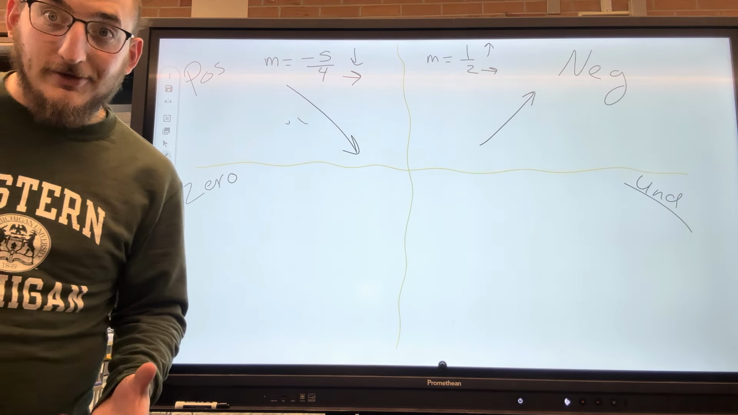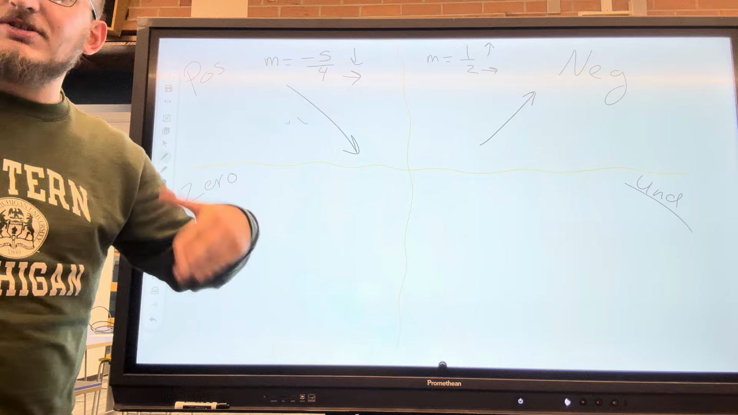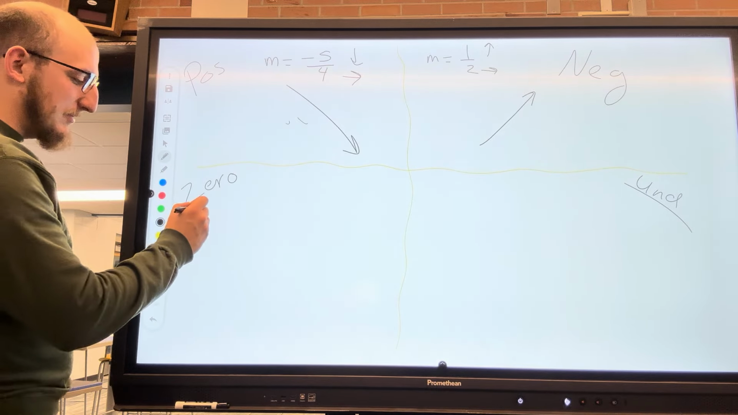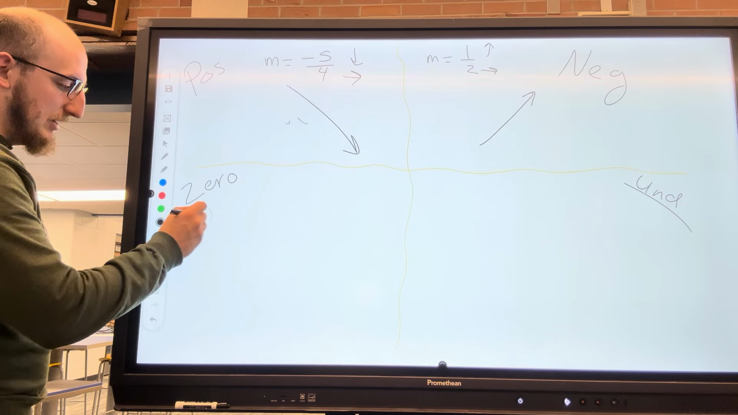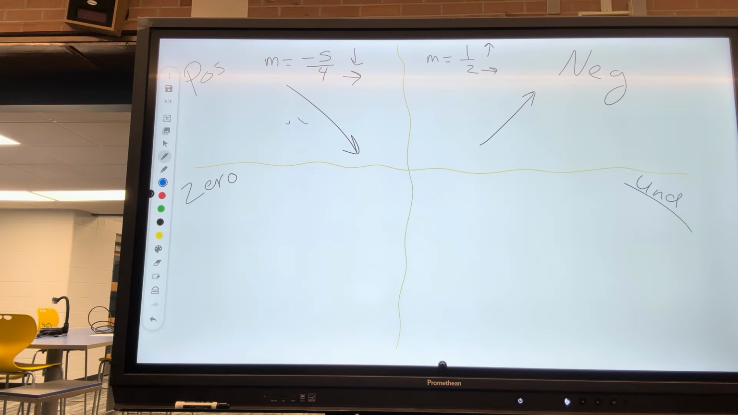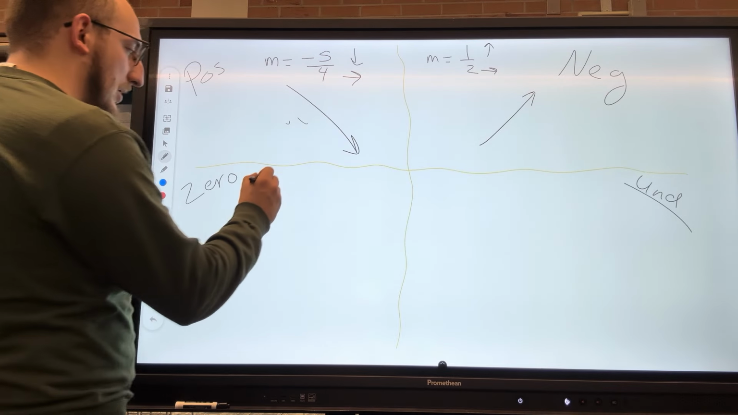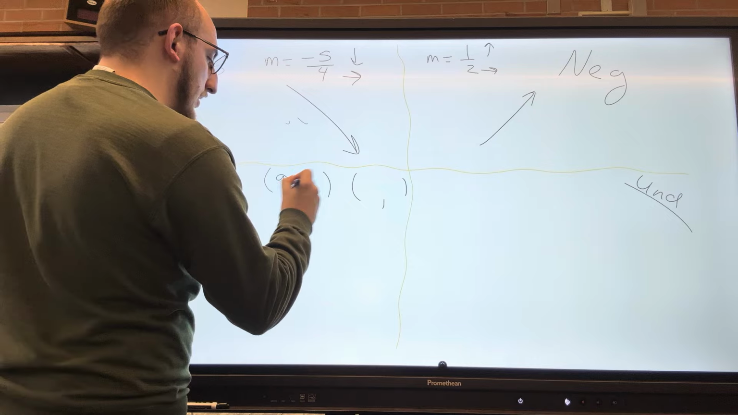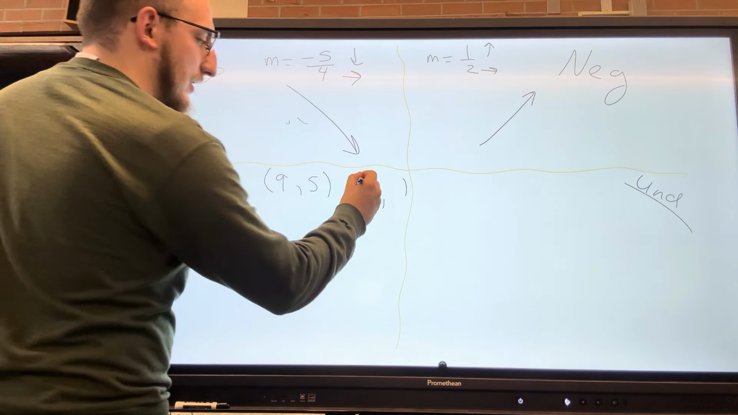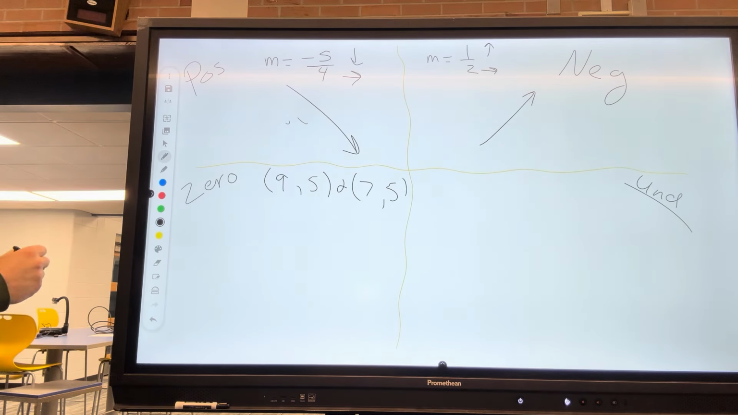Boom. So zero slope is, what do you think is going to happen in zero slope? Obviously, you probably have known this already, but zero slope means it doesn't go up or down. The y doesn't change in comparison to the x. So at the end of the day, it's going to be 0 over some type of number. Let's erase that. So why don't I do the numbers? What if you have points at 9, 5, and 7, 5? Those are our 2 numbers, okay?